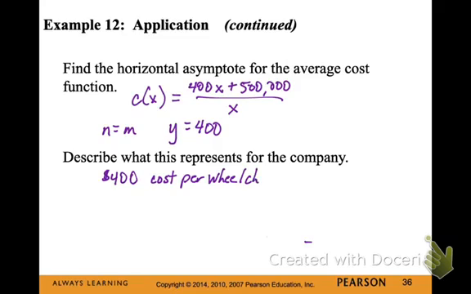This would be the cost per wheelchair that the company can approach as more are produced. Because they have that fixed cost of $500,000 and then $400 per chair, they will always have that amount, so it won't go less than 400, but the more chairs that they produce, the closer they will get to the cost just being $400 per chair. All right, this concludes the notes for Chapter 2, Section 6, Rational Functions, their graphs, and applications.